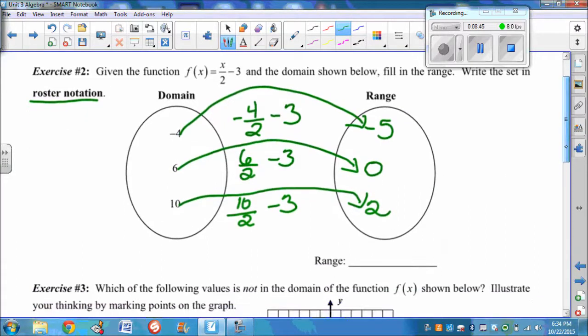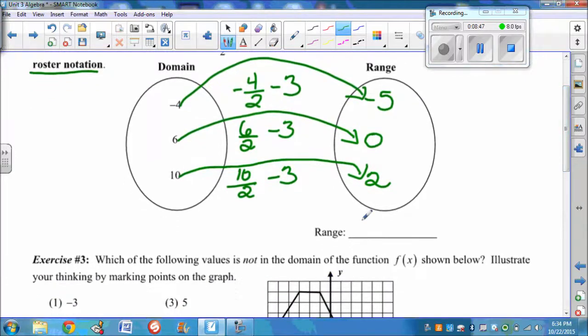So they want the range in roster notation. Just different notation, guys. They're curly brackets, and you just list them out. -5, 0, 2, close your curly brackets.